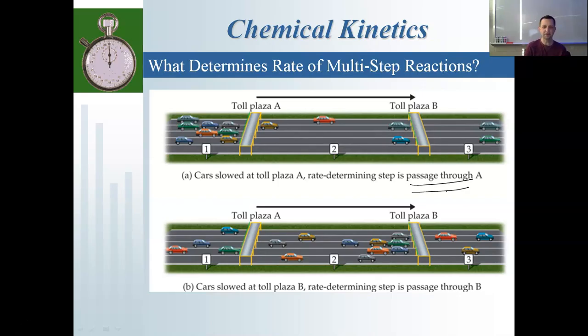If you look at the second picture here, the cars are moving through Plaza A, looks like pretty quick, and then Toll Plaza B might be the one that's open. This is the one they're slowing down at. So they're going through Plaza A and they're slowing down at Plaza B. So step B is the rate determining step. Okay, so that's what we need to understand here. The slow step is your rate determining step.